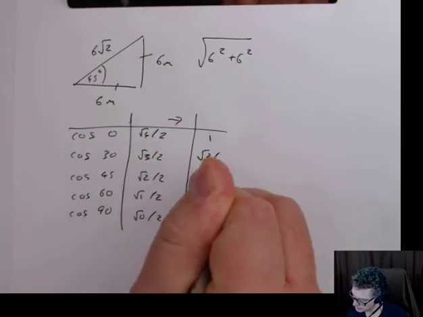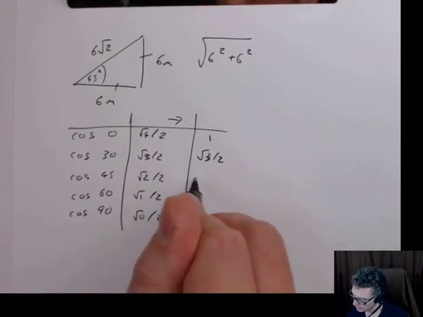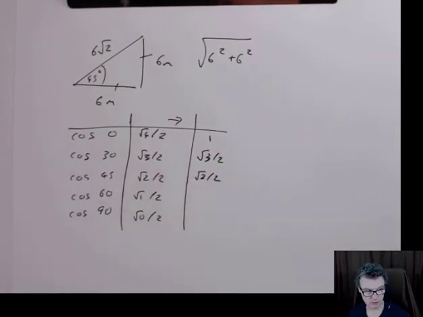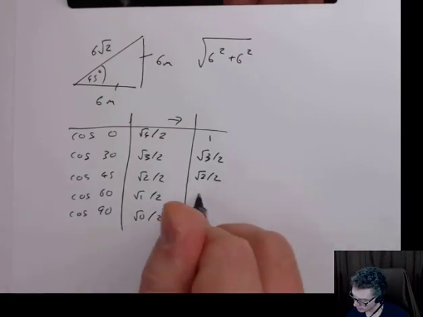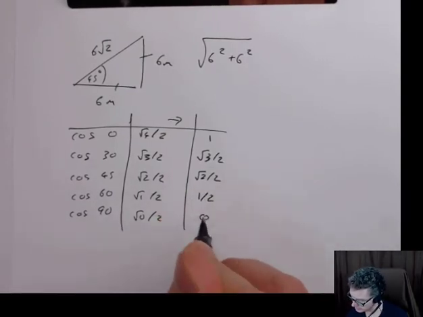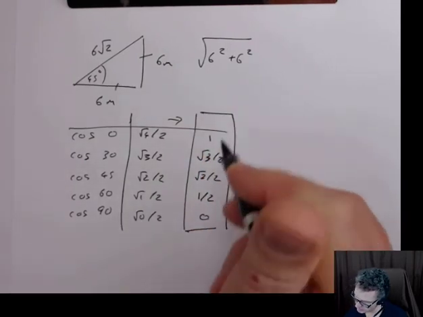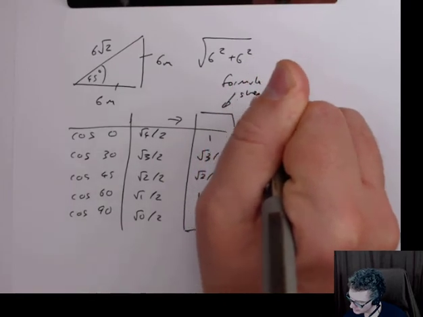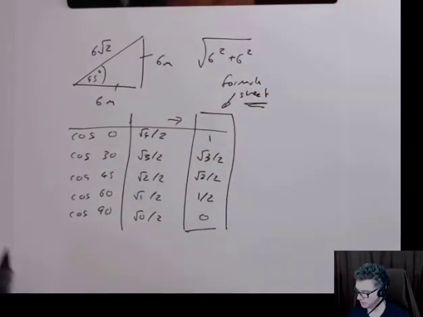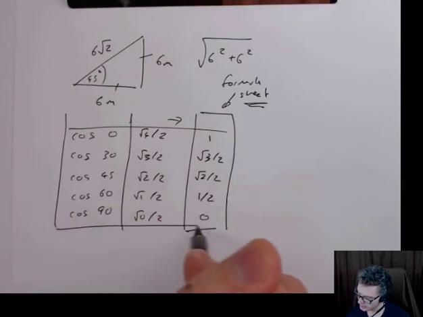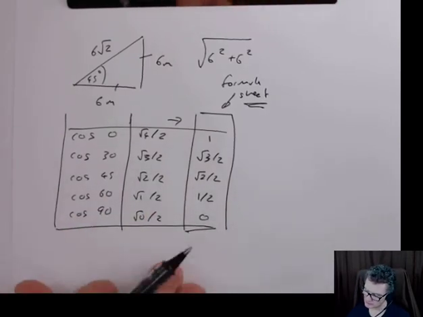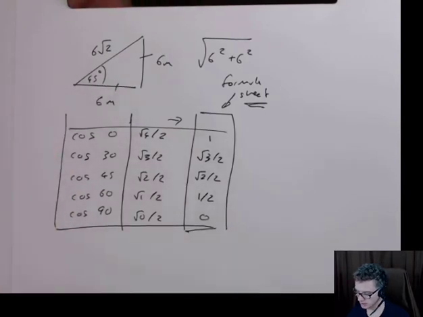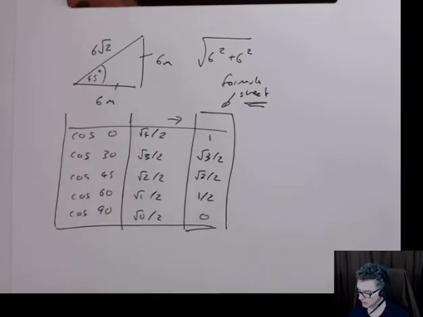Root 3 over 2, we could leave it like that. Then for cos 45 we have root 2 over 2, probably you will want to leave it like that. And then we've got 1/2, and then we've got 0. So I don't think we get that on our formula sheet. So that would be something that you might want to quickly jot down at the beginning of an exam scenario. So if you are going to use irrational numbers to solve your problems, you can use that.